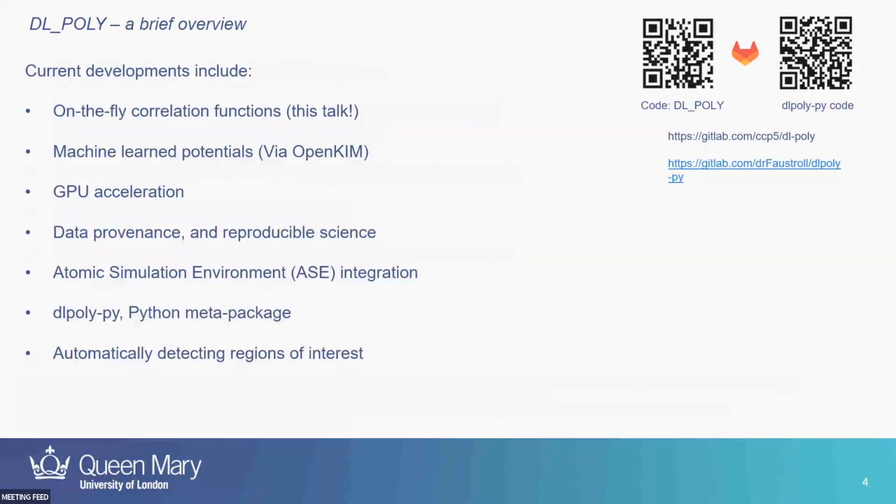So some current developments. Obviously there's this on-the-fly correlation functions I'm going to talk about today. And there's a few other projects that are in the works or going to start at some point, including GPU acceleration, but also things such as data provenance, possibly using AiiDA, as we heard about in the last session, but also integration with, for example, another Python meta package called ASE, and of course there's our Python meta package as well.